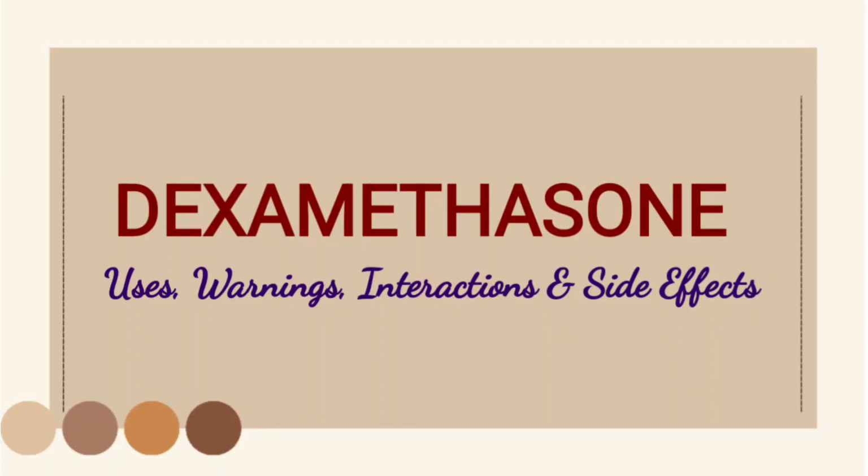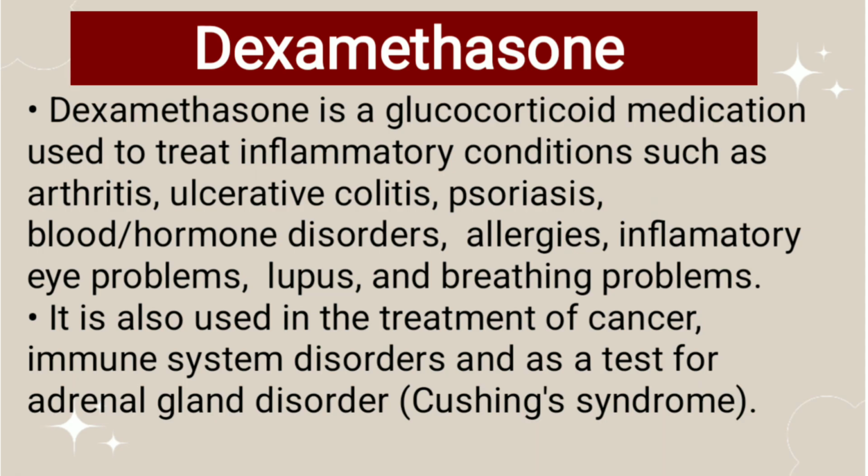In this video we're going to look at dexamethasone, its uses, warnings, interactions, and side effects. So what is dexamethasone? It is a glucocorticoid medication used to treat inflammatory conditions such as arthritis, ulcerative colitis, psoriasis, blood or hormone disorders, allergies, inflammatory eye problems, lupus, and breathing problems. It is also used in the treatment of cancer, immune system disorders, and as a test for adrenal gland disorder, that is Cushing's syndrome.